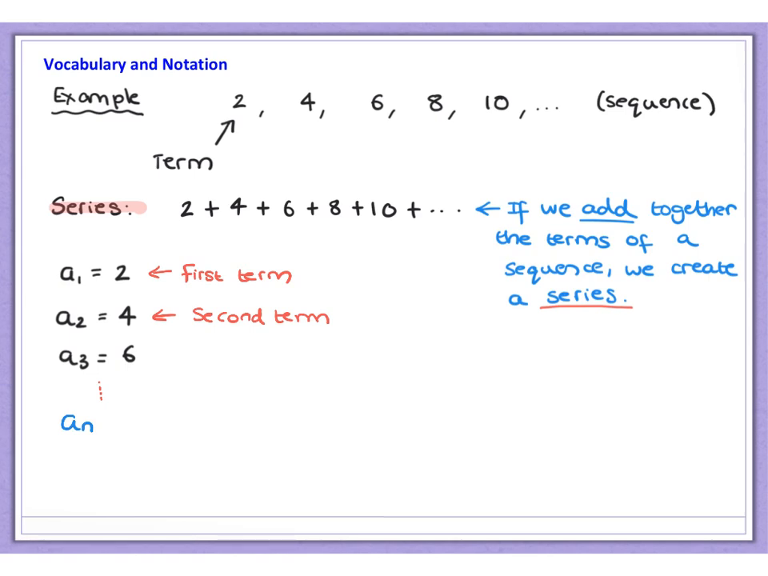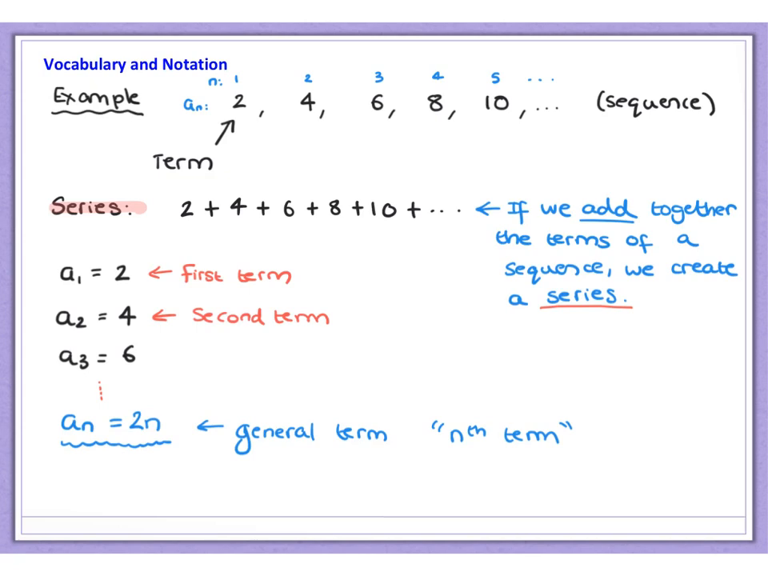Now, in this particular example, AN, the nth term or the general term, is 2n, and you can see that because 1 times 2 gives you 2, 2 times 2 gives you 4, 2 times 3 gives you 6. So if n is the term number, then AN represents the term, and you can see that the term is calculated by doubling the term number. So this formula here allows us to define any term in the sequence. If you have a formula for the nth term of a sequence, you can calculate the value of any term in that sequence.